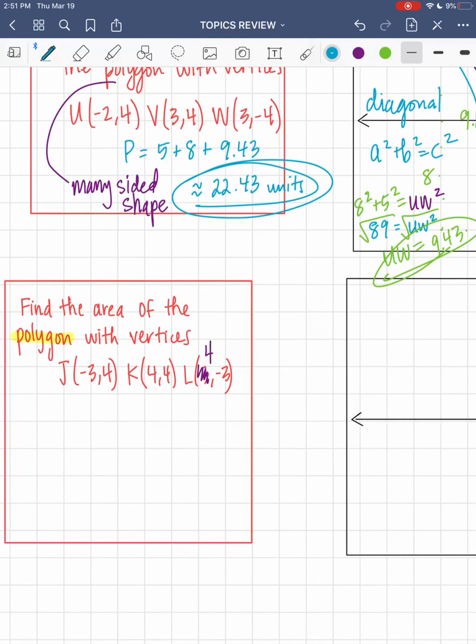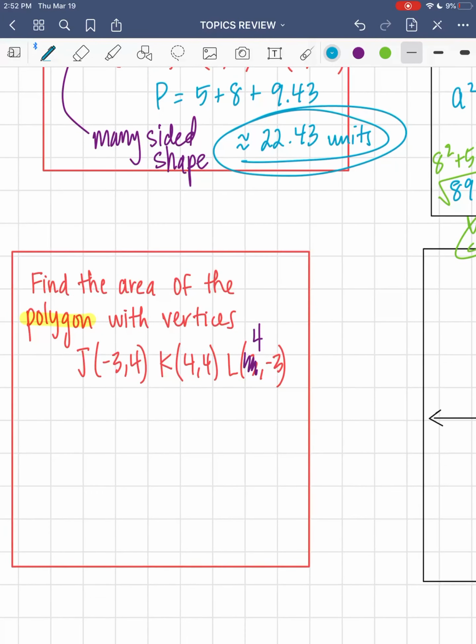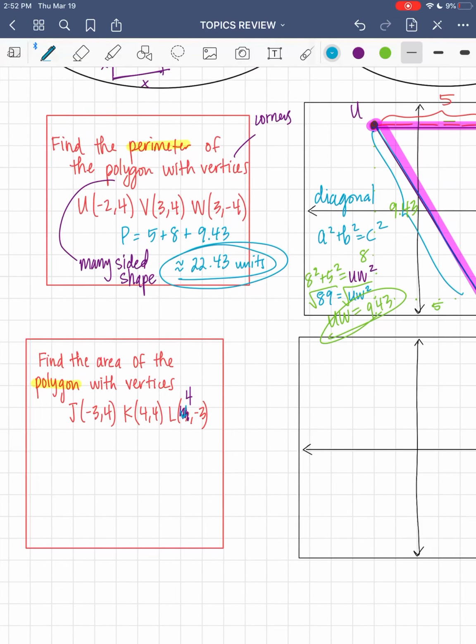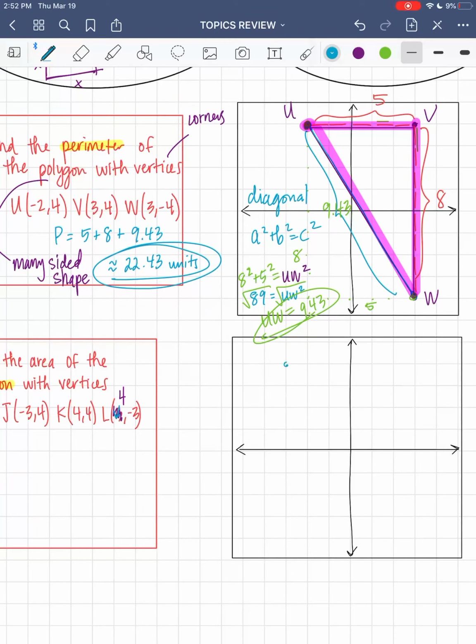Okay, next one, find the area of the polygon with vertices. This is really supposed to be a 4. So we have J, negative 3, 4, so over negative 3, up 4. K is at 4, 4, so that was J, 4, 4 is over here, here's K, and L is at 4, negative 3, so here's L. Okay, I'm going to connect the dots on here. Oh, that was pretty good. Down here, and over here. Nice. Anyway, okay, it made a triangle.